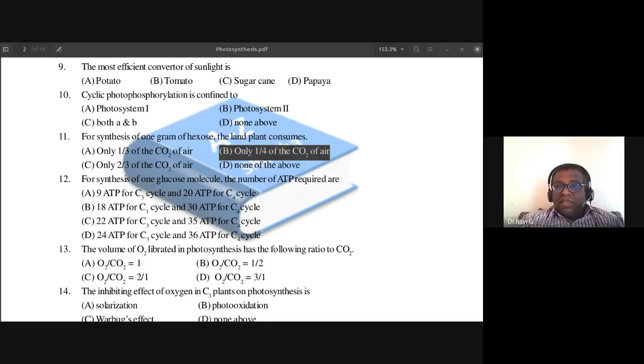Some of these are general biology oriented questions, so don't worry about it. The first time you get exposed to it, the next time you will surely know the answer.